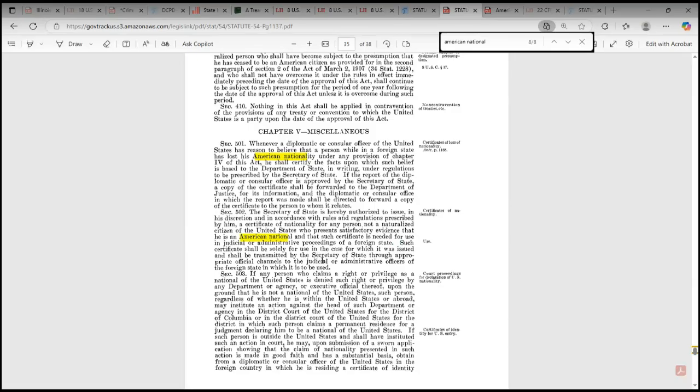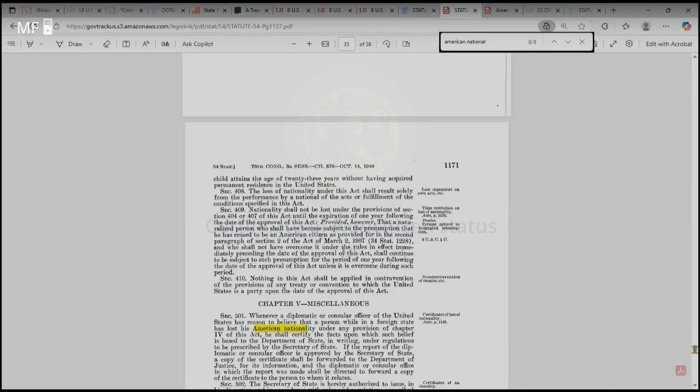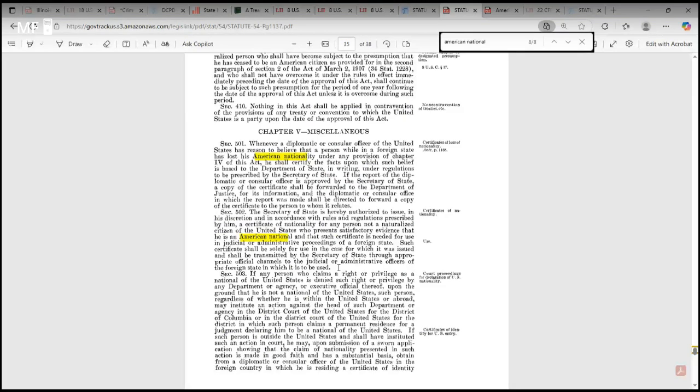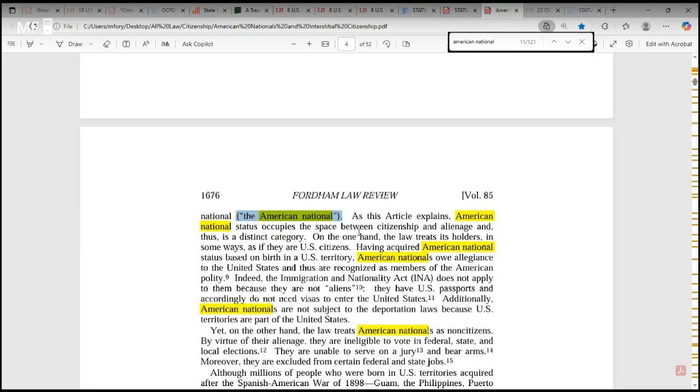So here they're describing American nationals. You guys understand, this isn't about citizenship, so I can't go to Section 341. I have to go to where they're giving certificates of nationality, and they're describing American nationals under the Immigration Act. So the question for me would be, who are American nationals at the time of this act in 1940? Well, let's go look at this Fordham Law Review. They're going to be using court cases and interpretations and terminology that coincides with the Immigration and Nationality Act of 1940.